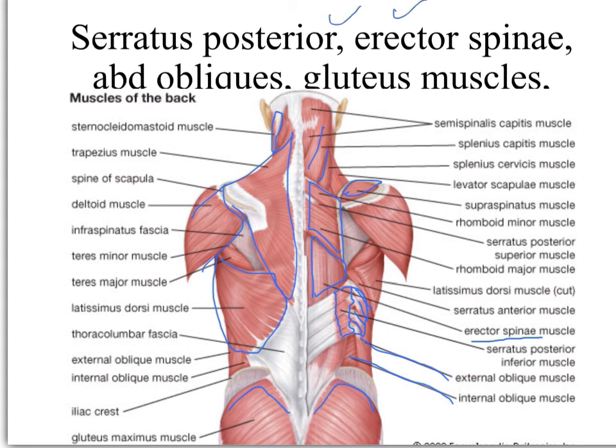If I were to give you a multiple choice question and say which one of these would be visible if I remove the latissimus dorsi muscle, and I had any of these first muscles listed, any of those would be the correct answer. And then obviously the gluteus muscles would not be correct because those would be located down lower. The gluteus muscles might be a good one to learn for your practical.